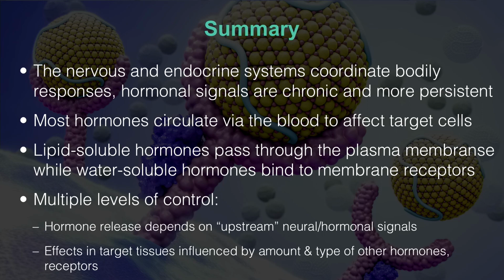And lastly, we started to scratch the surface of how complicated the series of steps involved in hormone release and the ultimate effect on the target tissues are. Hormones are released in response to other hormones. They're released in response to neural signals. And then they might prompt a secondary class of hormones to be released or activate target tissues directly.